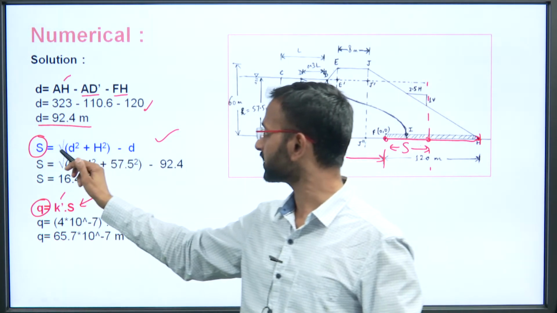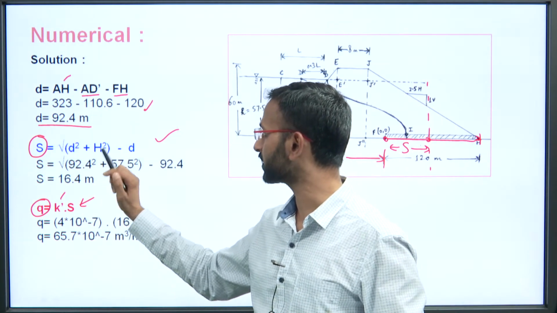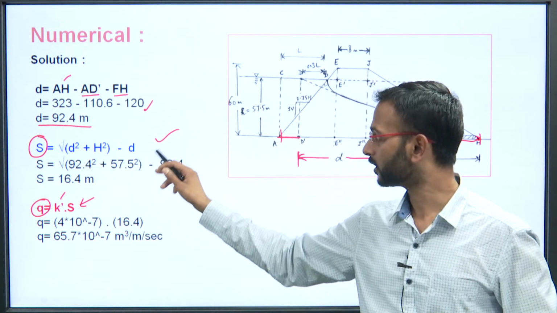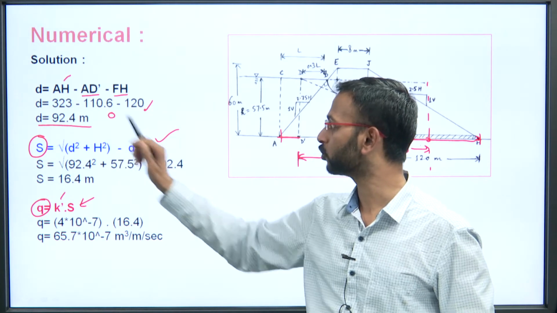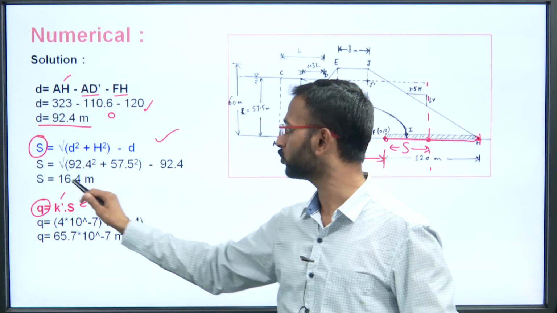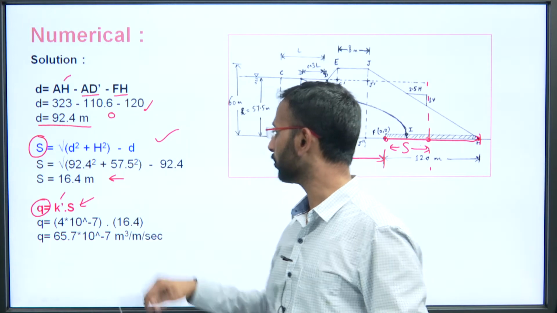So, how to find out this S? That is equal to root of D square plus H square minus small d, that is you have found out here, this thing 92.4 meters here. So, when you put in the values, S comes out to be 16.4 meters.